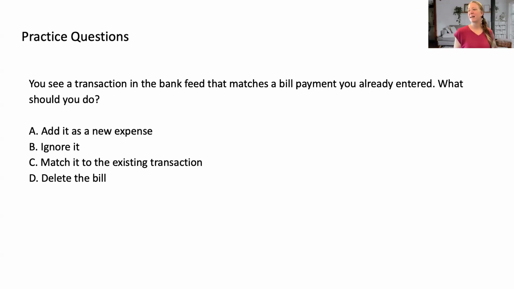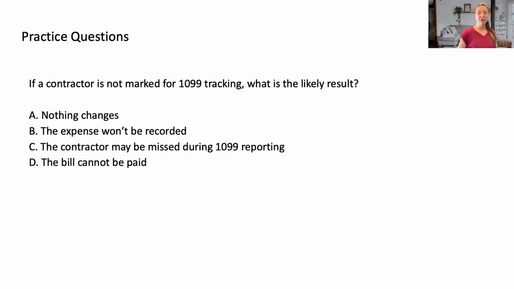You see a transaction in the bank feed that matches a bill payment you already entered. What should you do? A, add as a new expense. B, ignore it. C, match it to the existing transaction. Or D, delete the bill. This one is C. We're going to use match because we know it's already in the system.